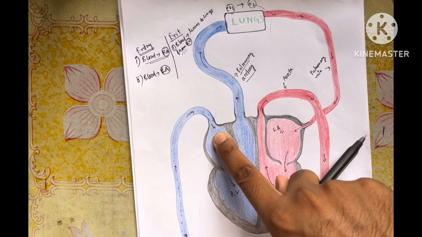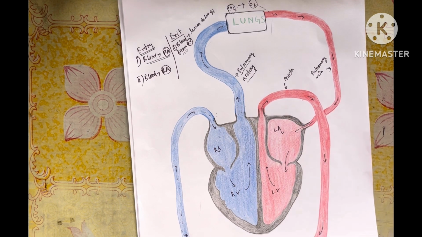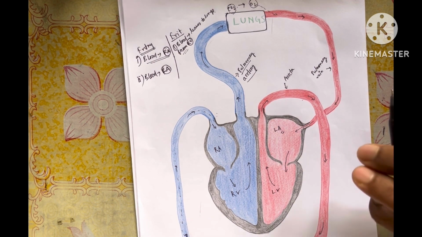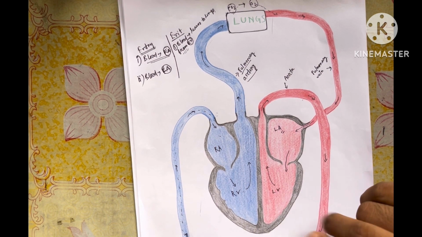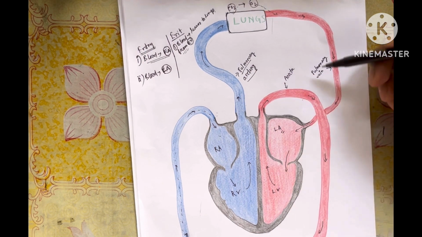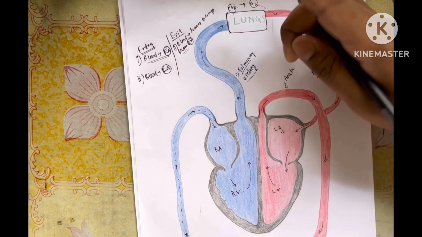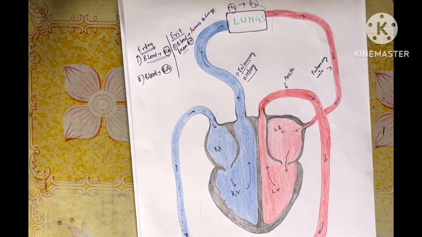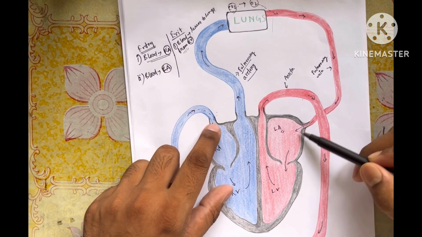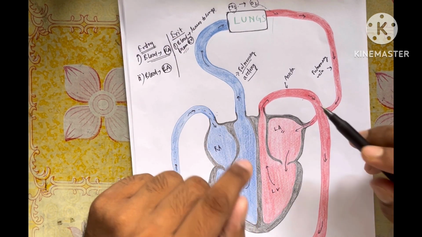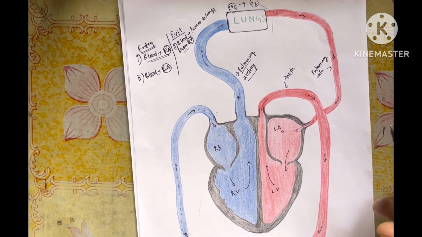So this is the first entry, this is the first exit. This is the second entry, this is the second exit. Means 2 times of entry and exit are continuously going on. As it is 2 times entry or 2 times exit, that's why it is called double. If it is 1 time entry and 1 time exit, it will be considered as single circulation. If it is double, means 2 entries are there and 2 exits are there. That's why this overall circulation is called double circulation.